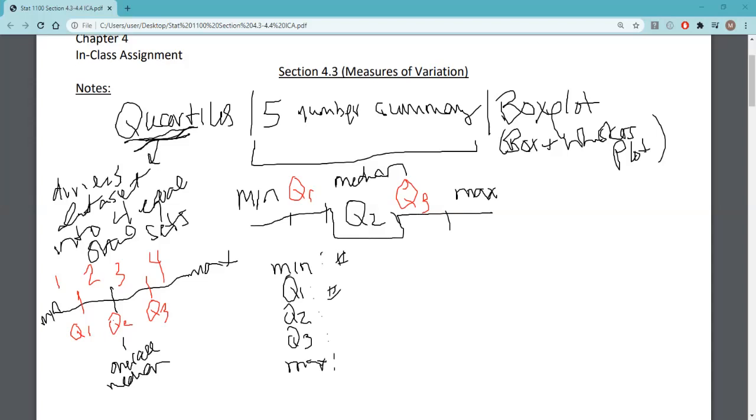I know it's a little sloppy up here, it's just hard to write with a pen. So hopefully you're following along on the completed notes that I have for you. I'm going to change my color here to talk about a box plot.